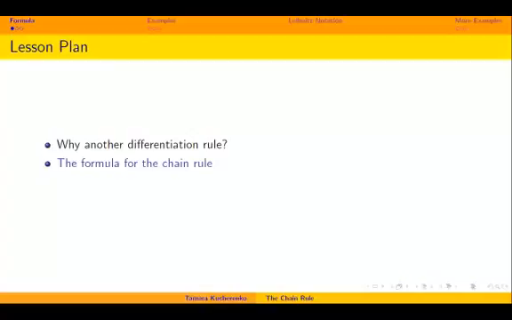Then I will formally state the chain rule, and then we will work our way up from very simple problems to more challenging examples. Let's get started.